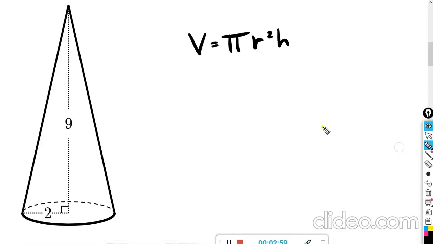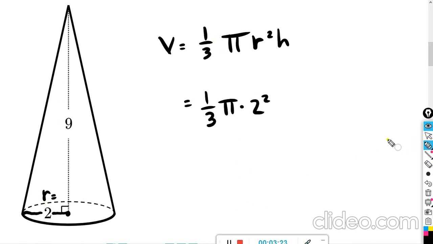Once again, we're using 1/3 pi r squared h. We leave pi alone. r is the distance from the center of the circle to the circle itself, so that 2 is going to be r. So in place of r squared, that's 2 squared. I forgot the 1/3 in front. And for h, that is the perpendicular distance from the vertex to the circle, so the height h is 9. In place of h, I'm going to put a 9.